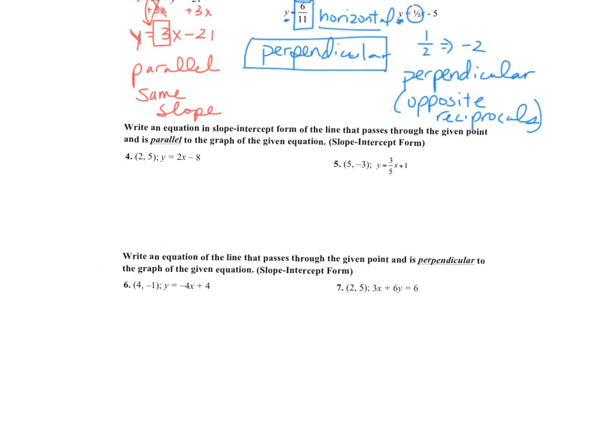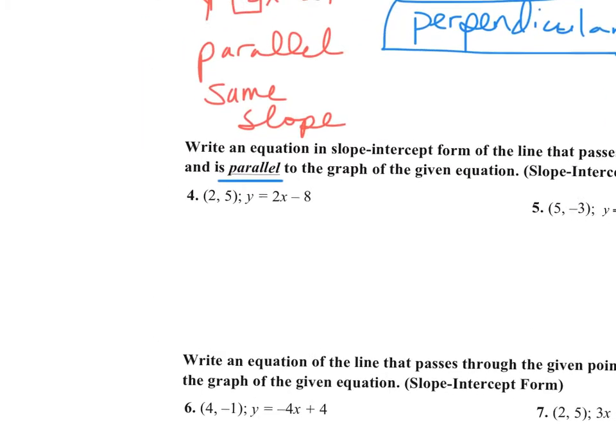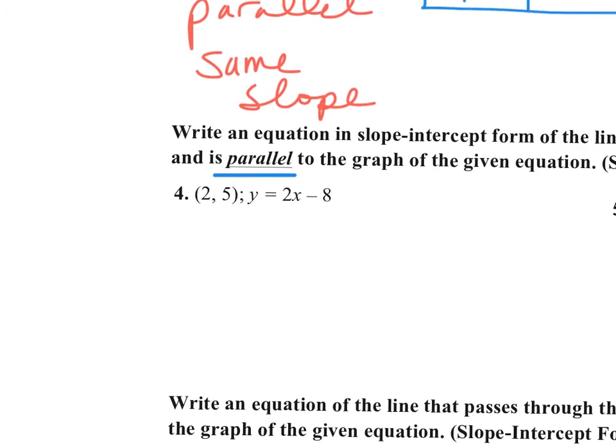Then it says write an equation in slope-intercept form of the line that passes through the given point and is parallel to the graph of the given equation. So what that means is if I'm looking at number 4 here, my slope needs to be 2, right? If it's going to be parallel, it has to have the same slope. So this is going to be my x, this is going to be my y, this is my m, and I'm going to plug that into slope-intercept form. That's what they asked for. So y equals m times x plus b.